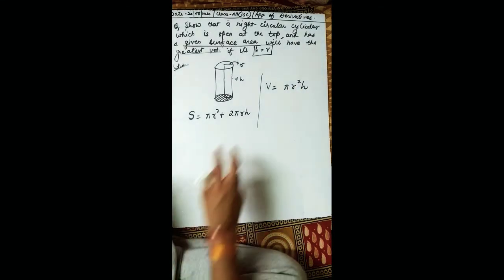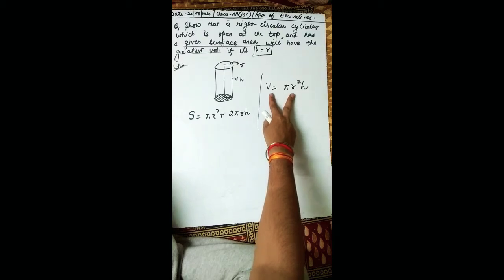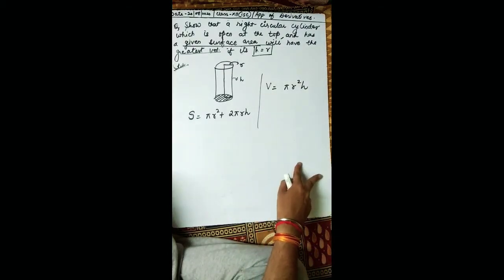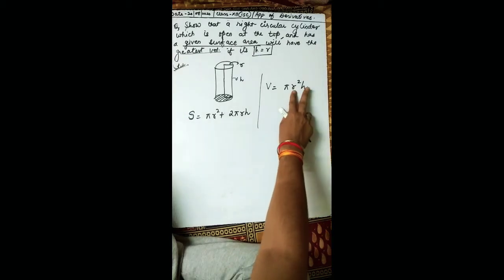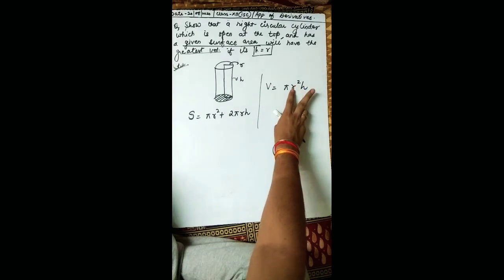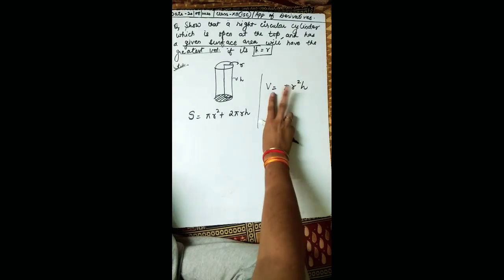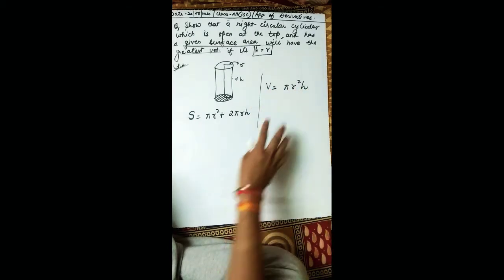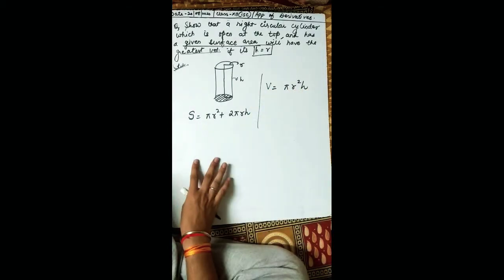Now see, you can differentiate this equation with respect to r also and with respect to h also, and you will get the answer. But we need to replace one thing from it. If you want to differentiate this equation with h, you need to replace this r square, and if you want to differentiate this equation with r, you need to replace h. So how will we replace? With the help of this equation only.